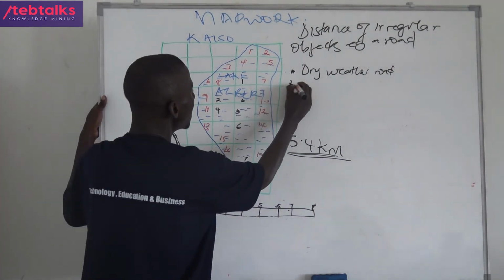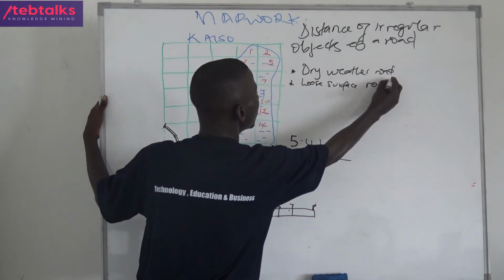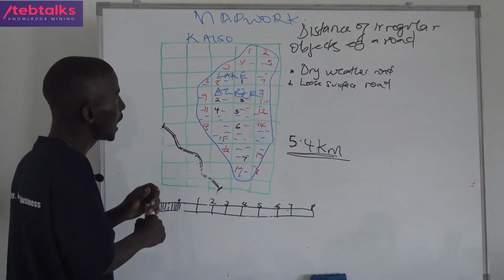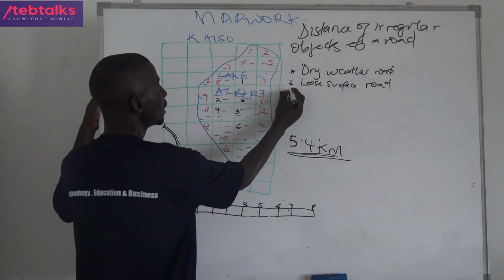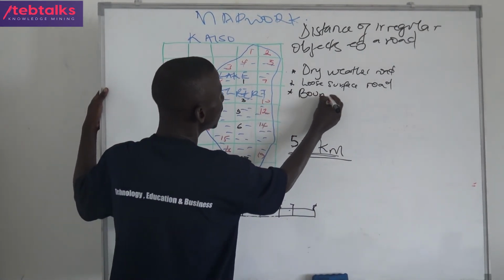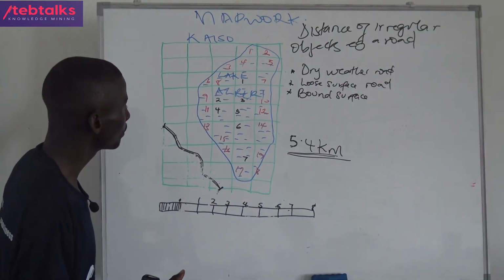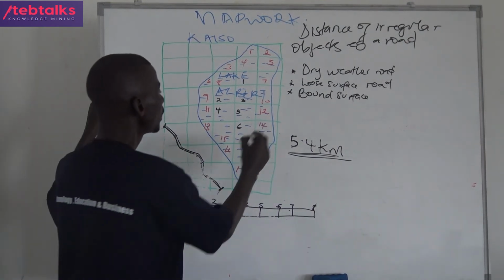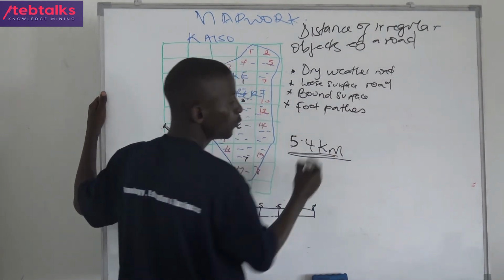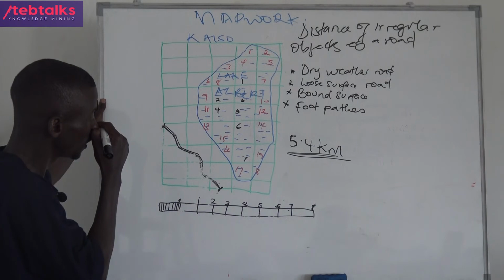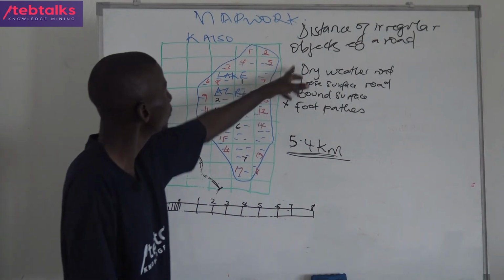Then there is a loose surface road. The loose surface road is made up of red and white. Then there is what we call bound surface road. Bound surface road is purely red. Then we have footpaths. Others are motorable, others are not motorable. So these are the categories of roads.